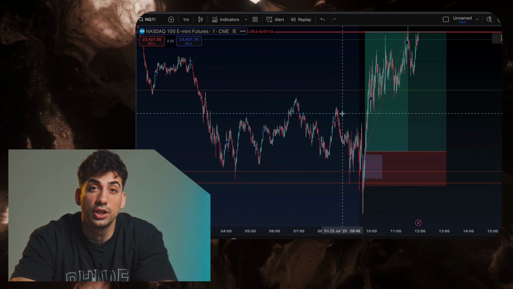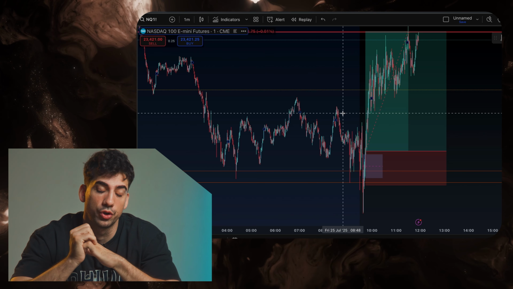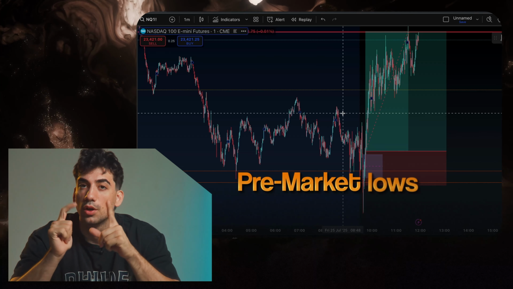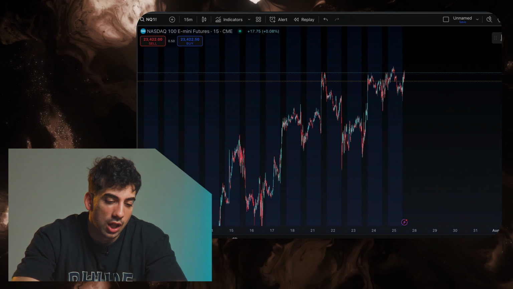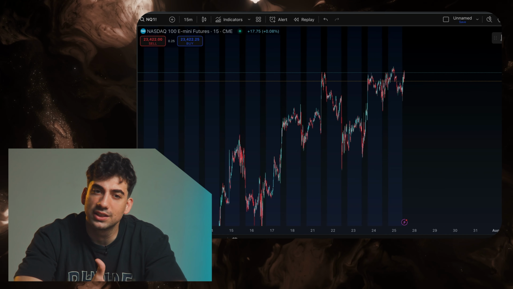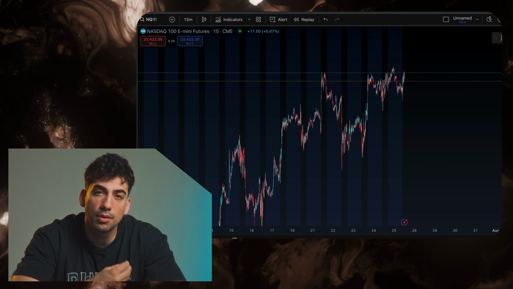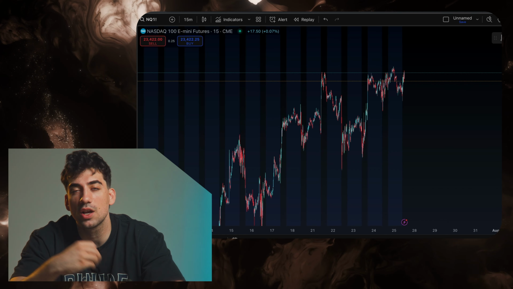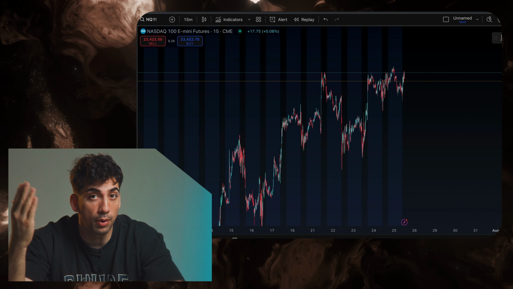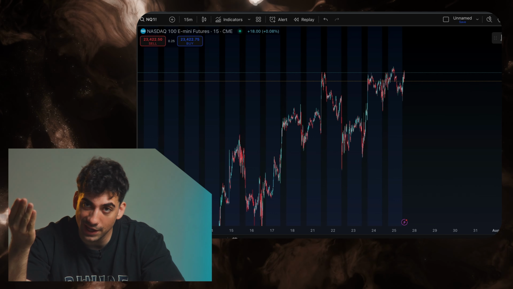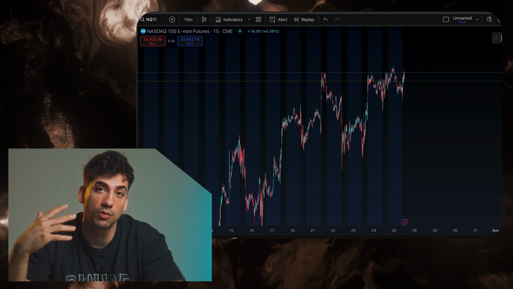Some other key levels that you need to mark out to fib out your trades are going to be pre-market lows, pre-market highs, weekly highs, weekly lows. And remember to look at the overall trend. Look at the market. Is it bullish or bearish? The overall market is in a bullish trend, right? We're breaking all-time highs. This is why I'm focusing on bullish golden pockets. I'm looking for the moves higher. So I know more than likely the market wants to go higher.